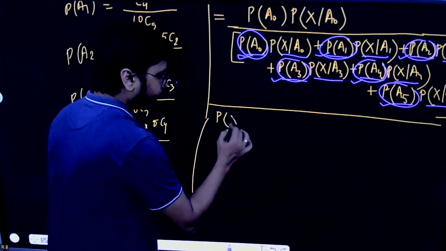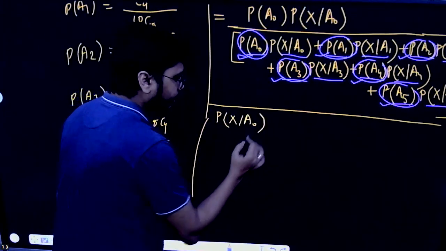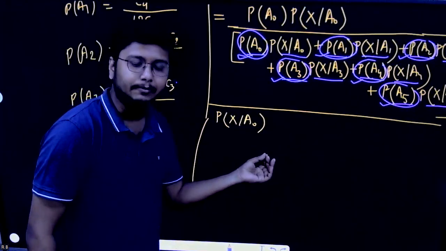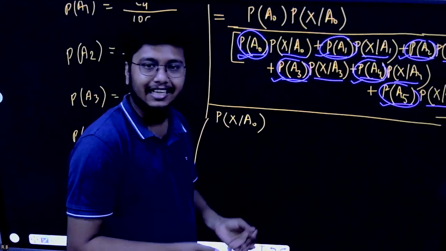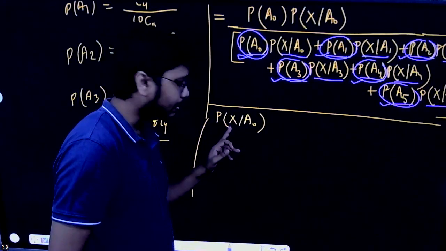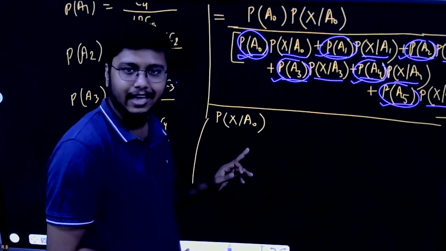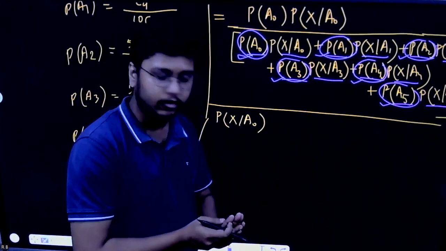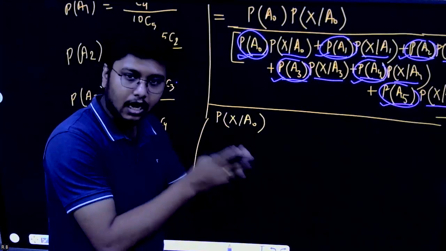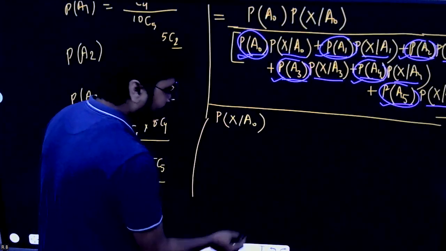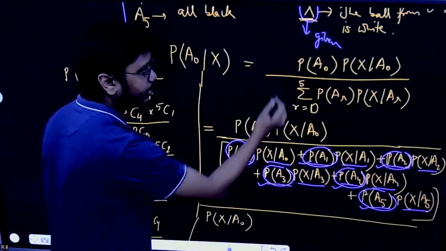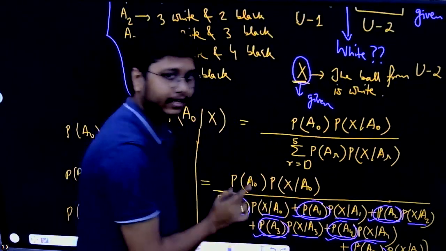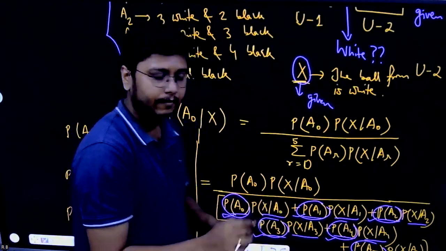So probability of X given A0. Now what does this mean? This means given that the A0 experiment or A0 event has happened, what is the probability that the X event will happen? What was A0? Selecting 5 out of 5, right? 5 white balls out of the 5 white. And what was X? Just remember what was X? X was the ball from urn 2 is white. That was my capital X, right?